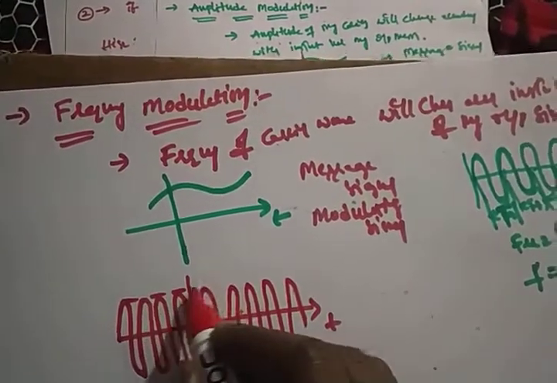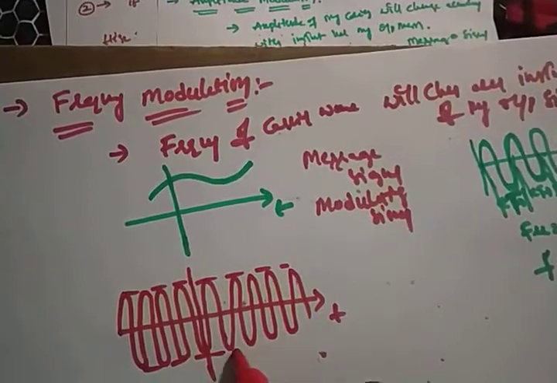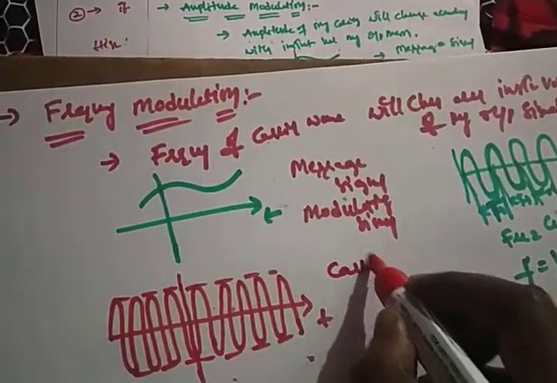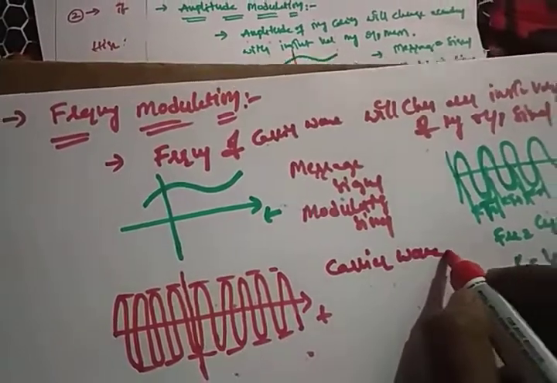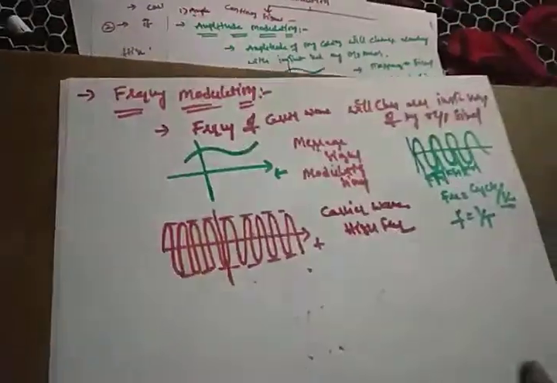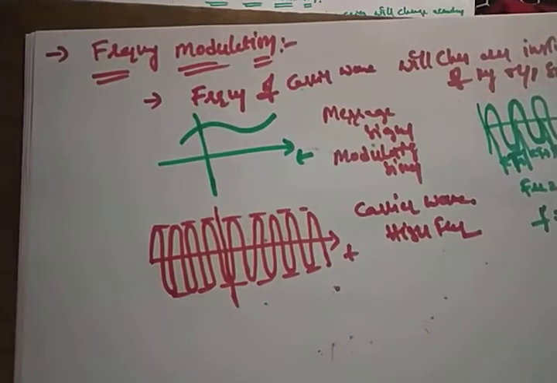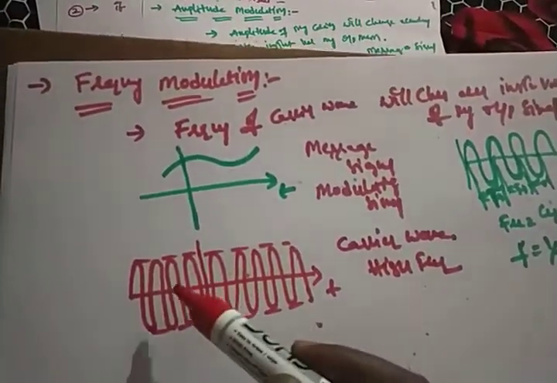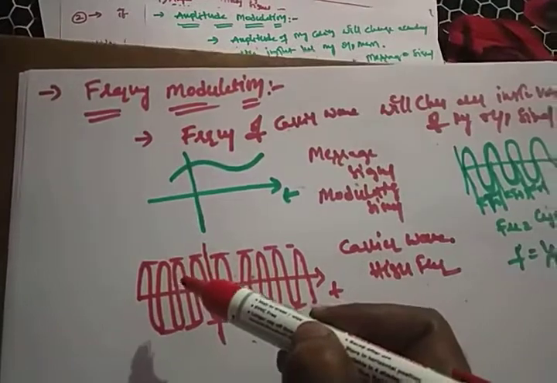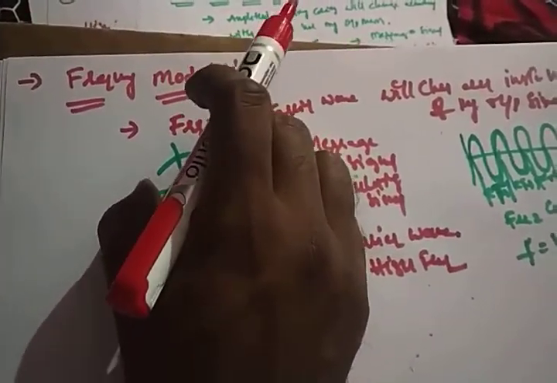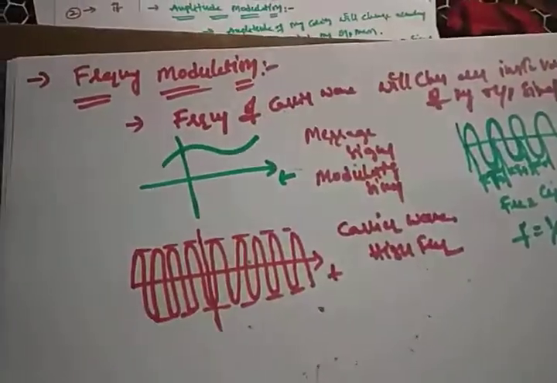Right? So this is the amplitude. We can call this the carrier wave, a high frequency wave. Now you are combining this carrier wave with a low frequency signal. I already told that. So frequency modulation means the frequency of this carrier wave changes according to my input signal. My input signal will never change. Now we'll see.